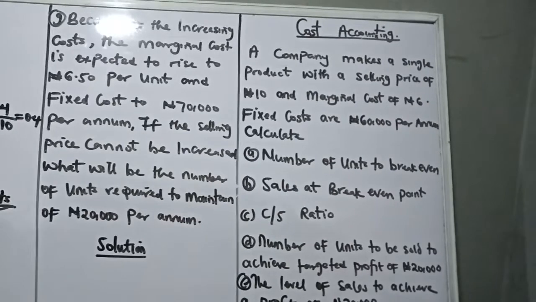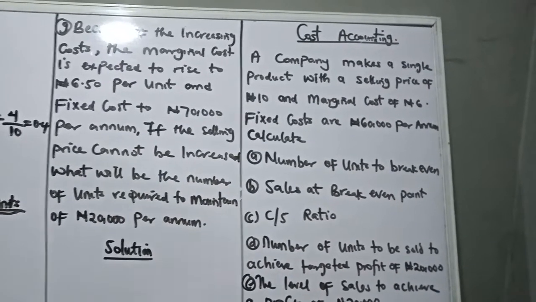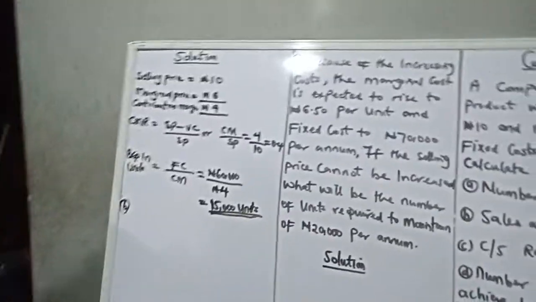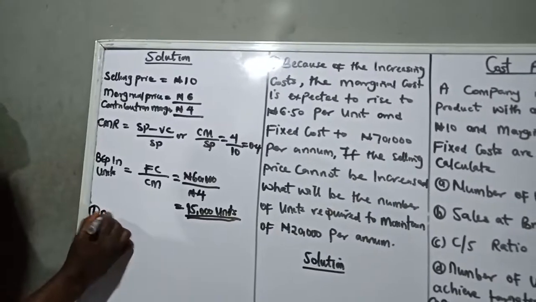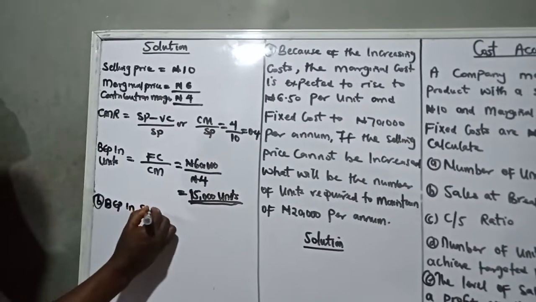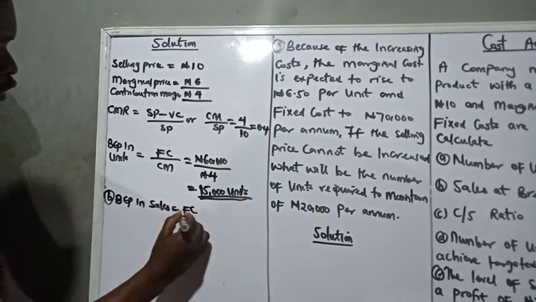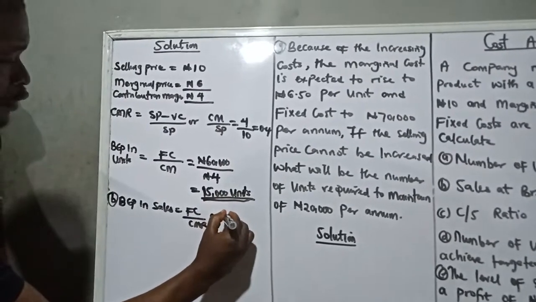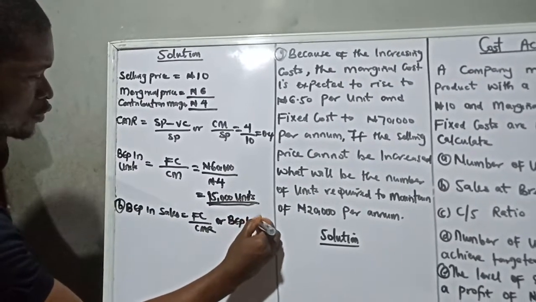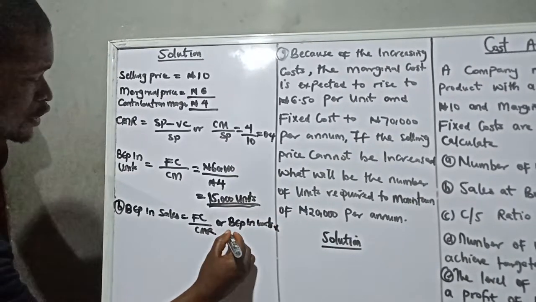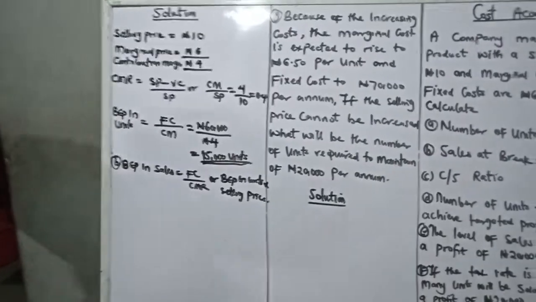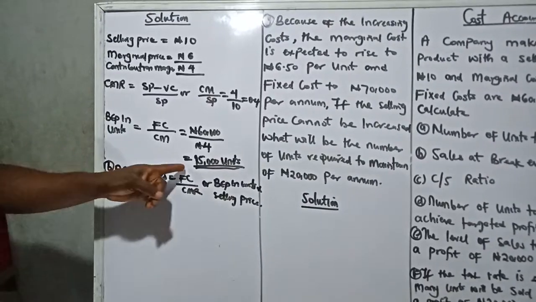Oh yeah, what of B? B says at break even. So this one is talking about break-even point in sales. Remember, I also gave you the formula, which is break-even point in sales equals fixed cost all over CMR. Or you can multiply BEP in units times the selling price. Do you get it now? So it's either you use this formula or multiply this one by the selling price.